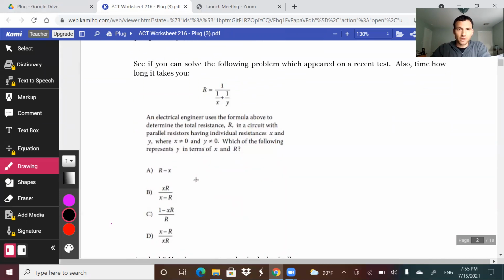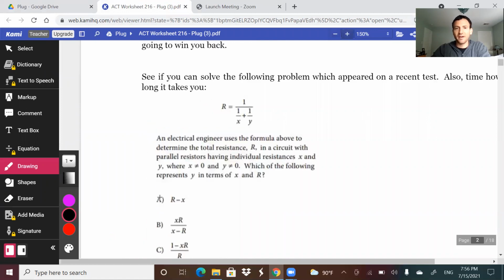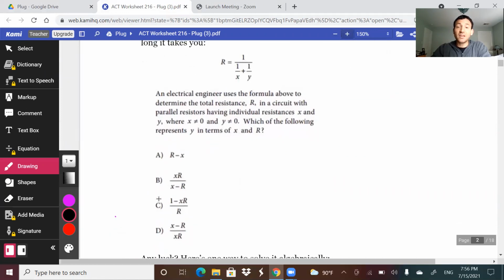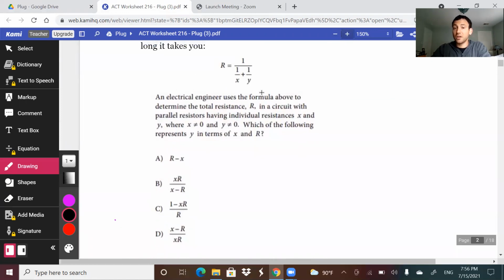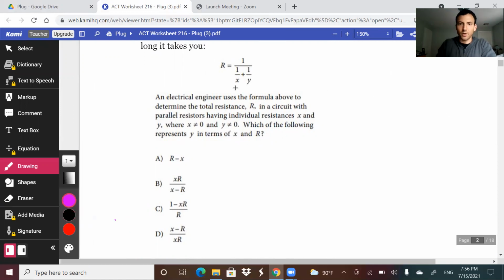Case in point is this problem. This is an SAT problem, but it's probably the best problem I have to make this point. Take as long as you want and see if you can figure this problem out. Feel free to pause the video, take as long as you want. If you're stuck, I've outlined all the steps below, so you can try that. But I'm just going to do this plugging, and we'll see how long it takes. You can put me on the clock if you want. So it wants to know which of the following expressions represents y in terms of x and r.